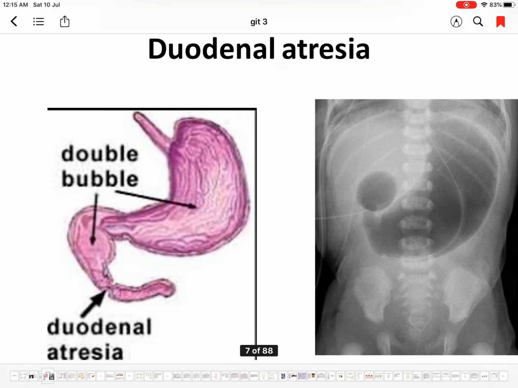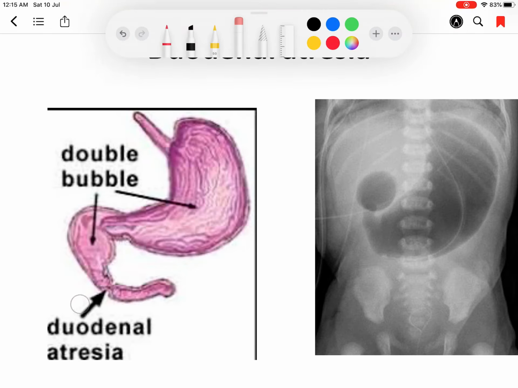Here you can see the double bubble sign due to the common condition of duodenal atresia, in which the proximal part of the duodenum, which is proximal to the obstruction, and the stomach both contain gas, which will lead to the double bubble sign.